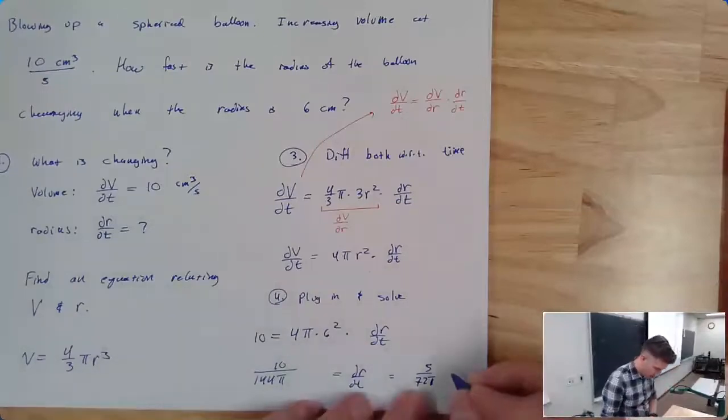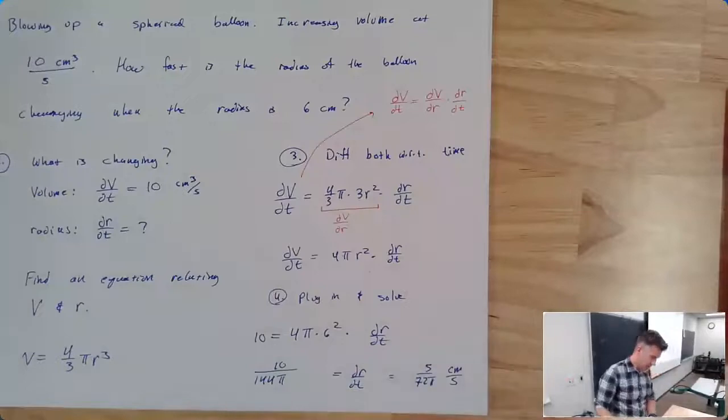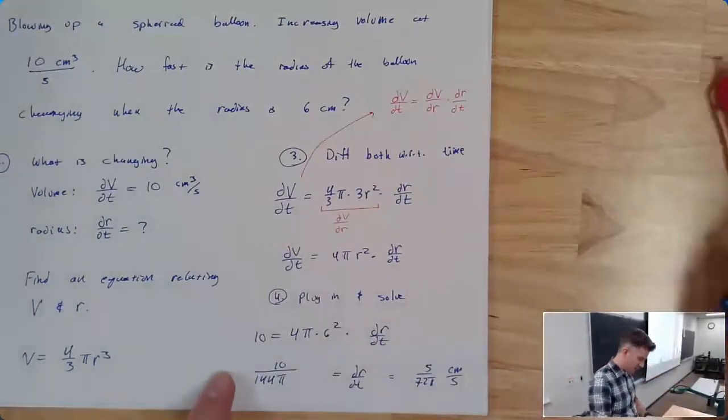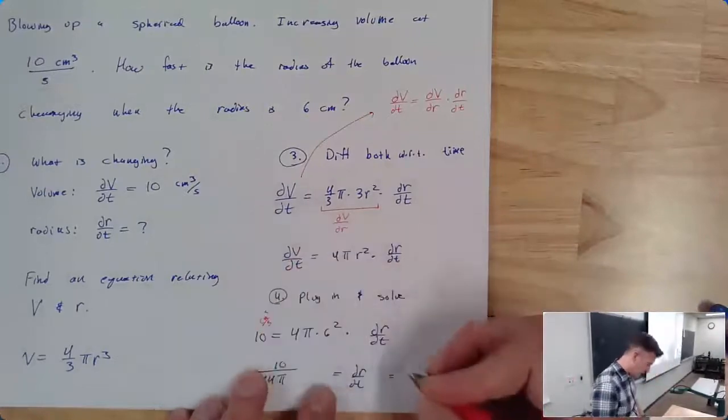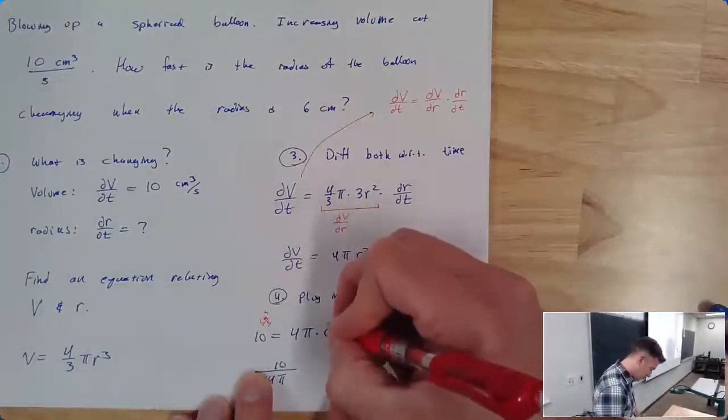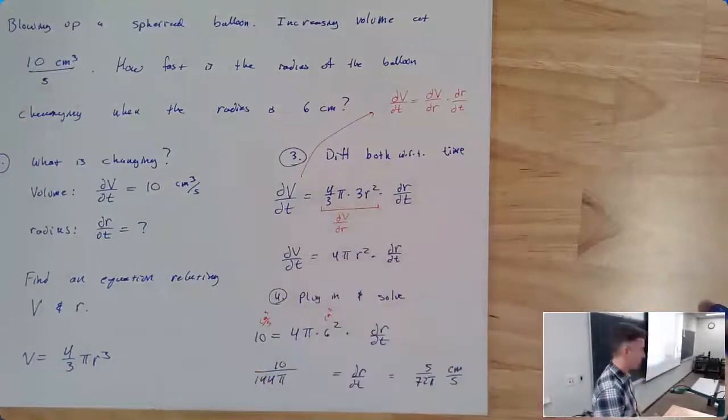You could also actually write in the units the whole way. Right here, I would have centimeters cubed per second, and here I'd have 6 centimeters squared. And so then centimeters cubed divided by centimeters squared gives me centimeters per second, which is what I want. The units should always work out. If they're not working out, there's an issue.